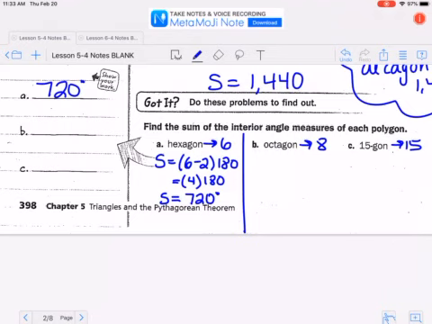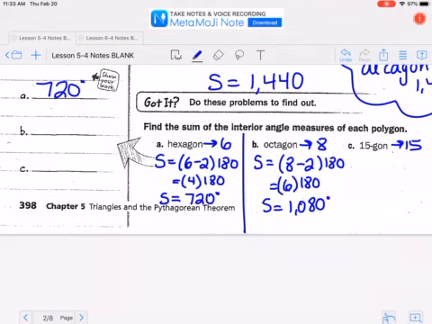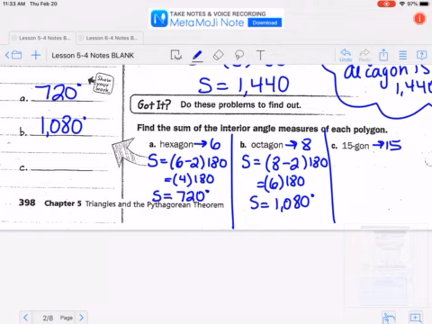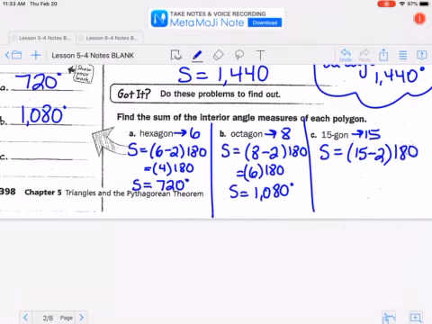Okay, then for B, we have an octagon. So same formula, you're just putting 8 in for N. So 8 minus 2 times 180. So we would get 6 times 180, and that would give us a total of 1,080 degrees. So that's what I would write on my answer for letter B, so 1,080 degrees. And then letter C, I'd have 15-gon. So same formula again, so I'd have 15 minus 2 times 180. So I would get 13 times 180.